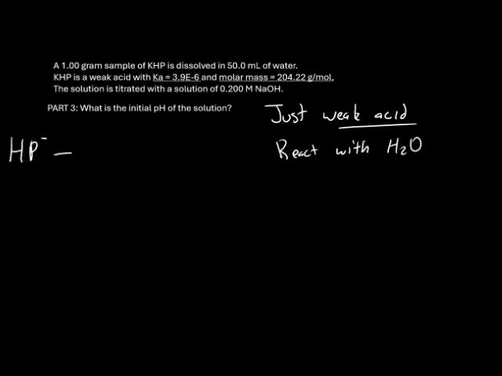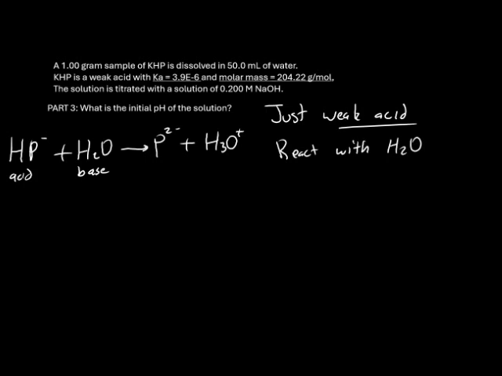The next part of the question asks us to find the initial pH of the solution, where we have just weak acid. And if you don't know what to do, try reacting the weak acid with water. We'll start with our weak acid, HP⁻. Add water. If HP⁻ is the acid, we're going to lose an H and make P²⁻. If water is the base, it will gain an H and become H3O⁺.